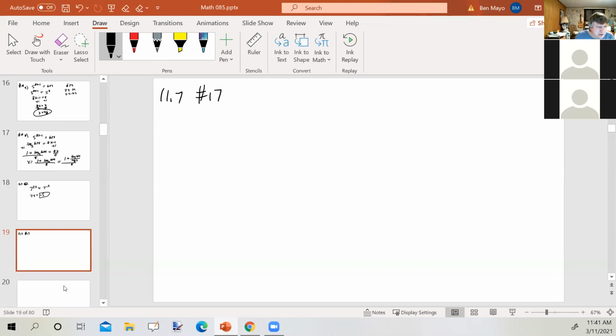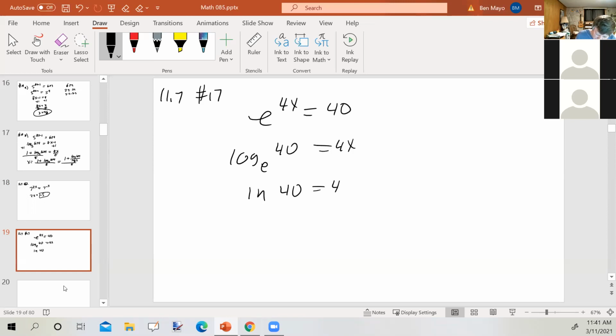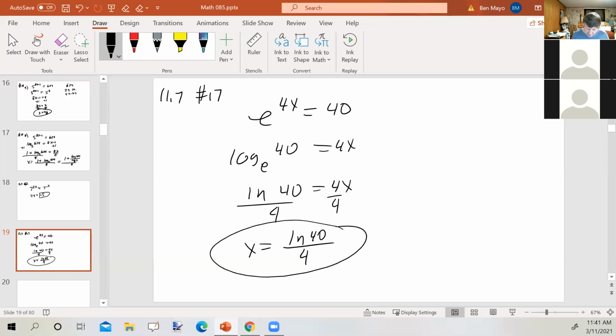Solve the equation, give the exact solution. And again, I see that the student gave a decimal approximation, so that might be why it's wrong. Let's see, e to the 4x equals 40. So log base e of 40 equals 4x. The natural log of 40 equals 4x. Divide both sides by 4. The natural log of 40 divided by 4, which is the right answer. Whoever it was that did this, you wrote a decimal approximation and they wanted the exact answer, so you should have stopped right there.